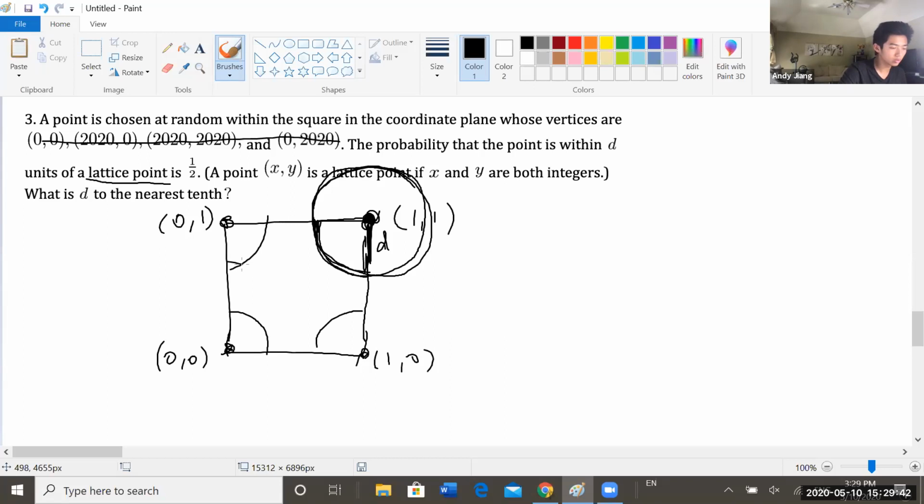Okay, now notice that this is a quarter of the circle with radius d centered at 1, 1. And then each of these are also quarter circles.